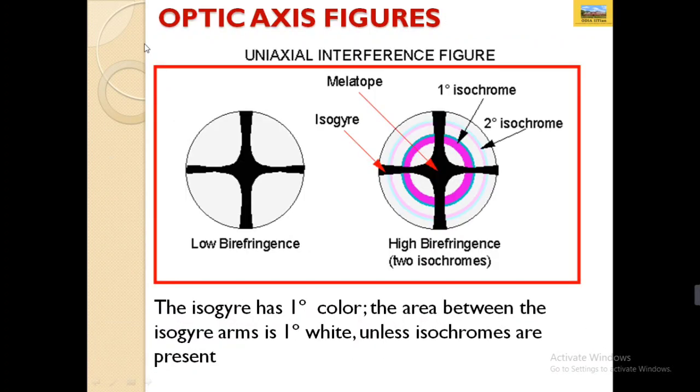Now, optic axis figure, uniaxial interference figure. We know this is the melatope, this is the isogyre which is dark due to extinction, and this is the melatope which is produced due to the optic axis. We know isochromes increase their order from center to outer layer due to retardation increase. This is the low violet fringe, this is the high violet fringe. The isogyre has 1st order color. The area between the isogyres is 1st order white unless the isochromes are present.